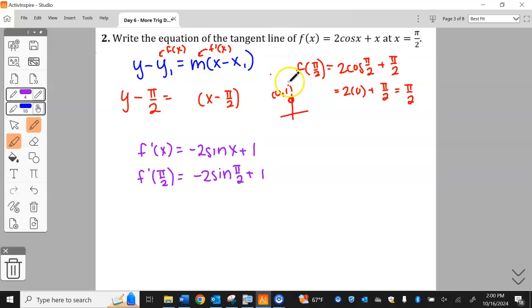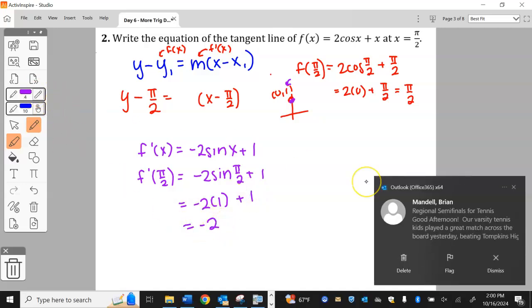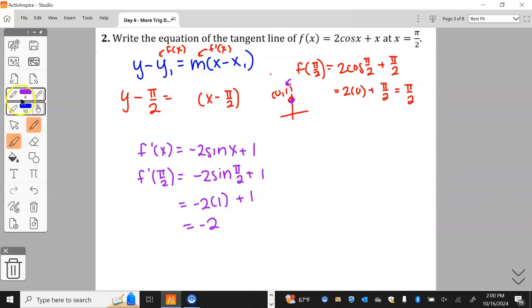Okay, so I can go back here. Pi over 2 is up at the top. The y value here is 1. Sine always goes with the y value. So that'll be negative 2 times 1 plus 1, which is going to give me a slope of negative 2. So then I can just go back to this equation here. Sorry, my slope is not going to be negative 2. My slope is going to be negative 2 plus 1, negative 1. So then I can just fill in my slope of negative 1.